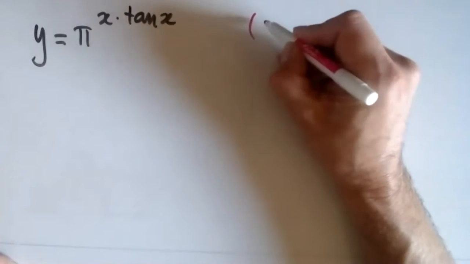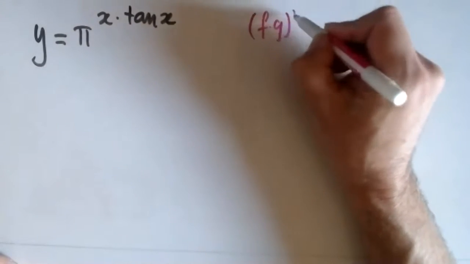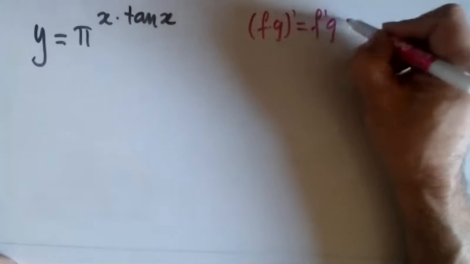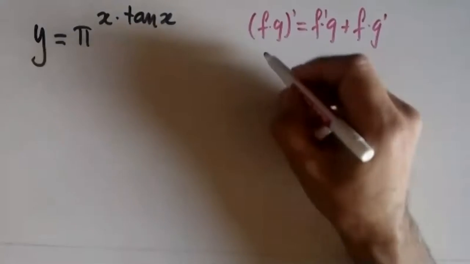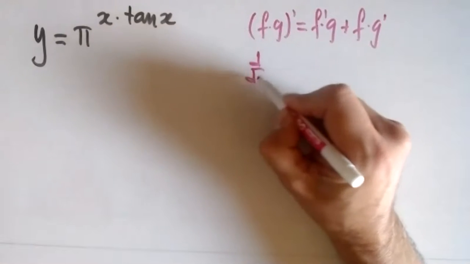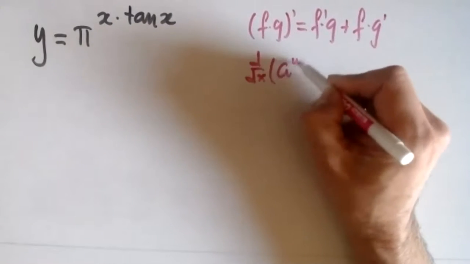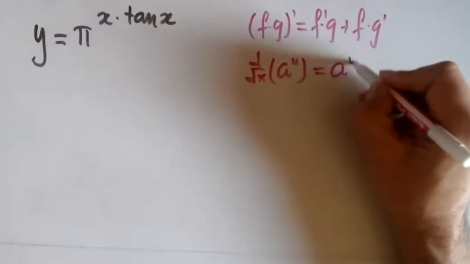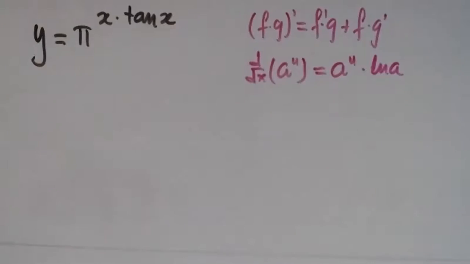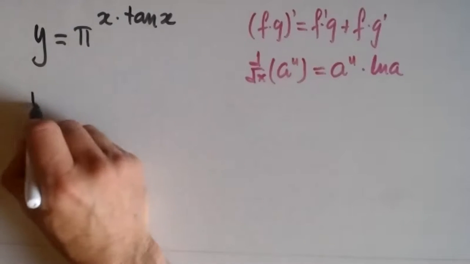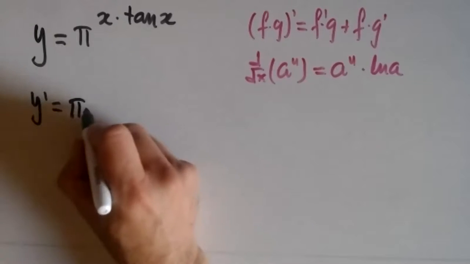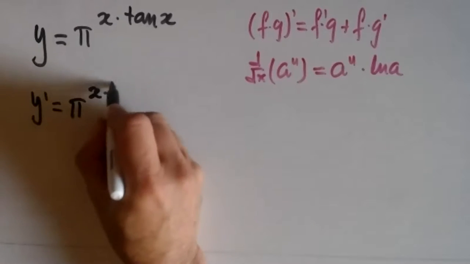Okay, I'm just going to put here the product rule, f prime g plus f g prime, correct? That's the product rule. I'm going to put here the derivative with respect to x of a to the u is a to the u times ln a. So those are the formulas, correct? So what I'm going to do is apply them. All this is u. So, okay, I'm going to put y prime equals pi to the x tangent x.